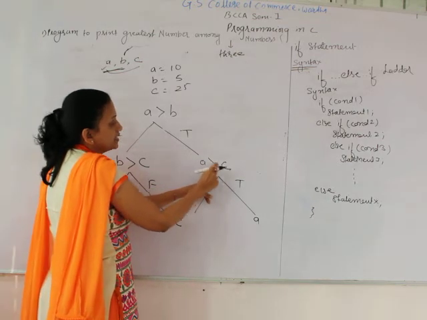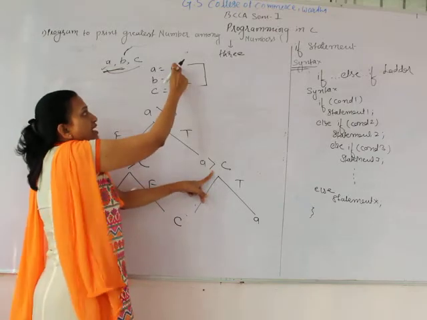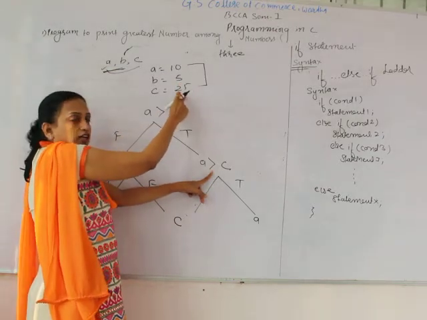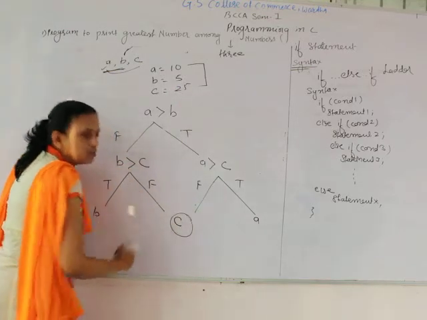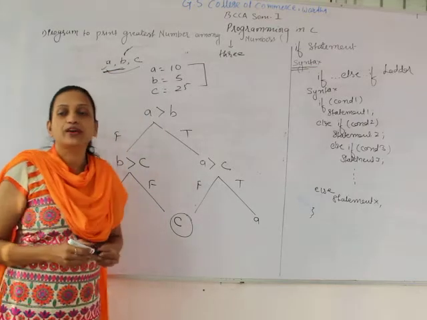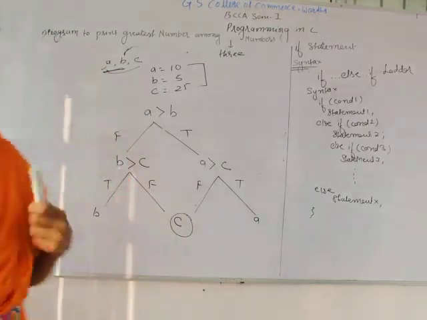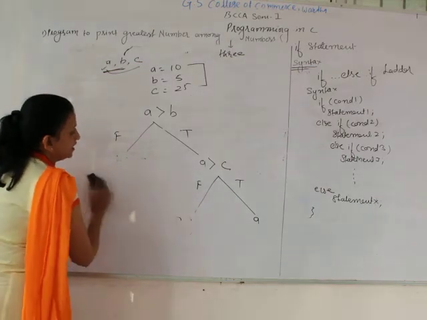Now see, A is greater than C. Now we compare A with C. Is the value of A greater than the value of C? No. That means this condition is false. So what will be the output? C. Got it? So in this way you can understand the concept and you can write the code.